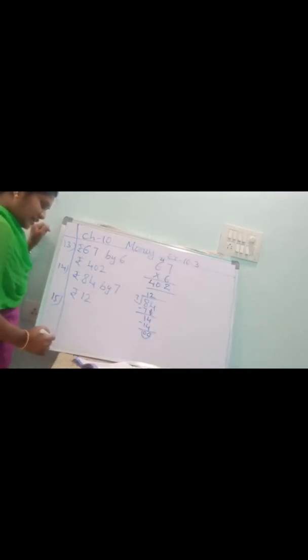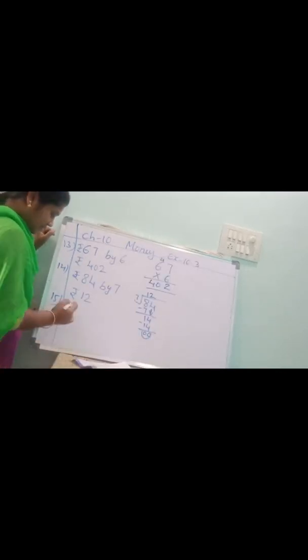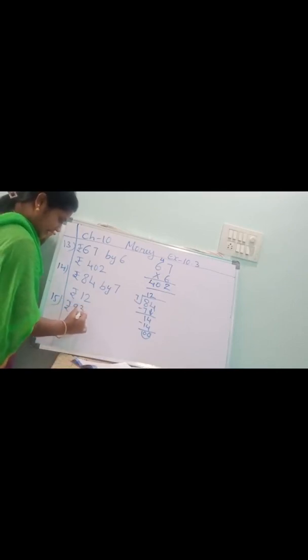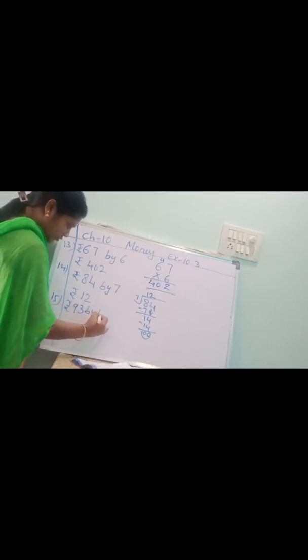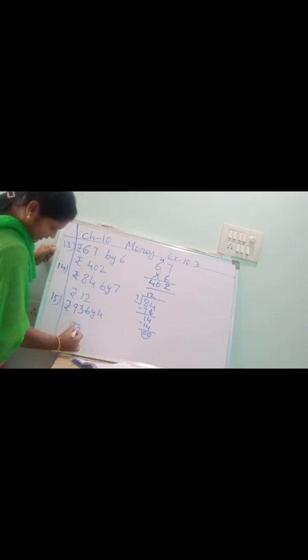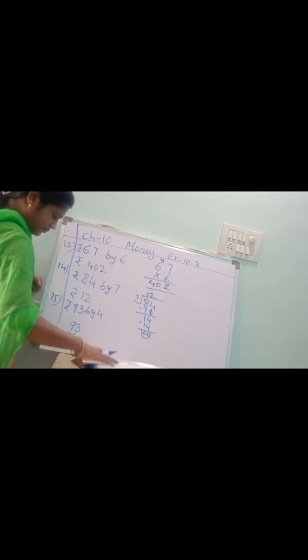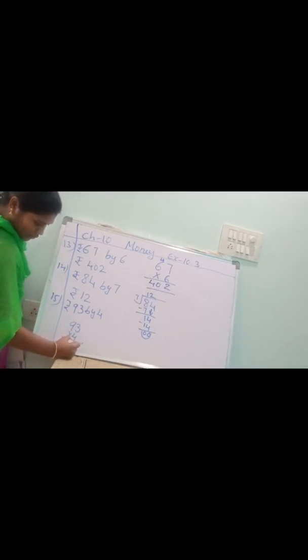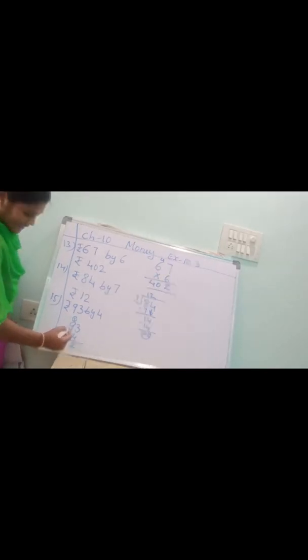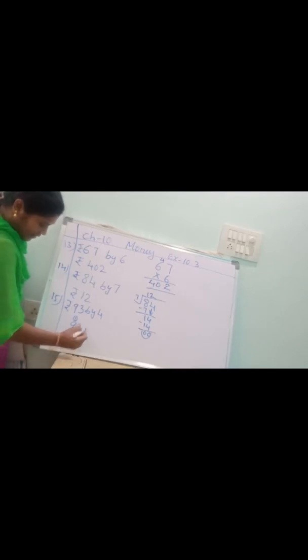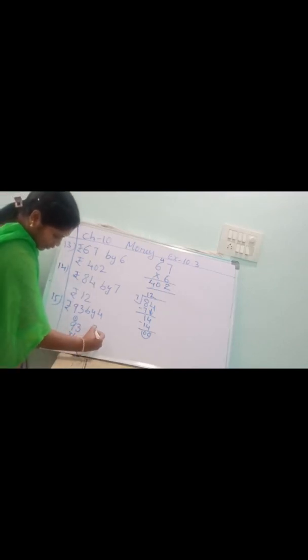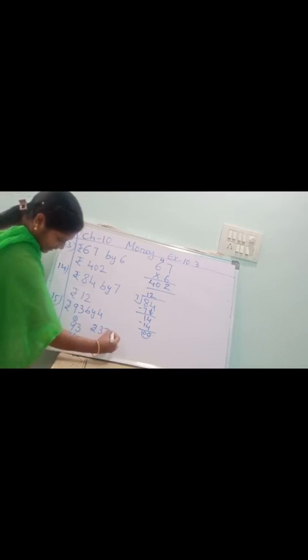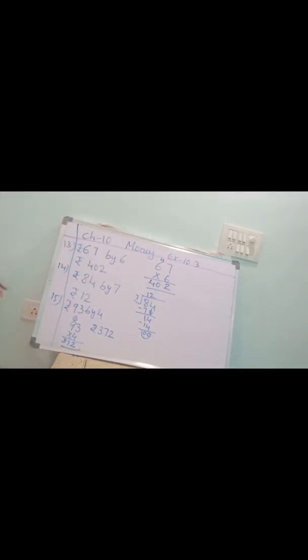Next, the 15th one. What is that question? Here multiply. Rupees 93 by 4. See? 93 into 4. 4 threes are, first ones place you should multiply. 4 threes are 12. 2 here, 1 carry forward. 4 nines are 36. 36 plus 1, 37. What is the answer? Rupees 372 is the answer.